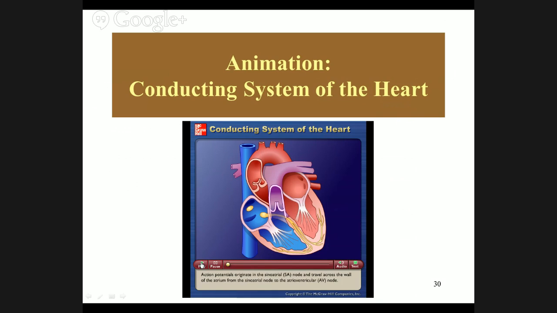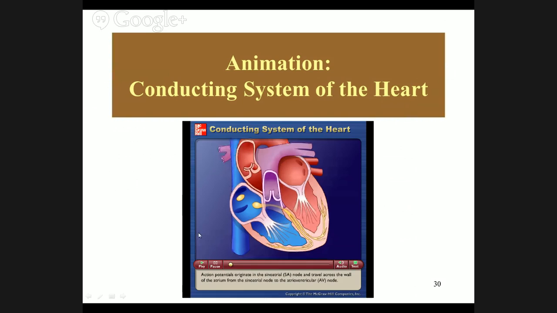Here's an animation of the conducting system of the heart. Action potentials originate in the sinoatrial node and travel across the wall of the atrium from the sinoatrial node to the atrioventricular node. Action potentials pass slowly through the atrioventricular node to give the atria time to contract. They then pass rapidly along the atrioventricular bundle, which extends from the atrioventricular node through the fibrous skeleton into the intraventricular septum. The atrioventricular bundle divides into right and left bundle branches, and action potentials descend rapidly to the apex of each ventricle along the bundle branches.